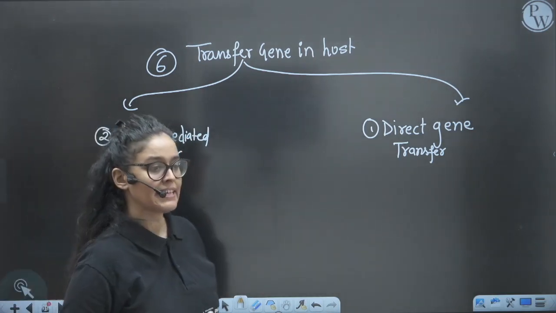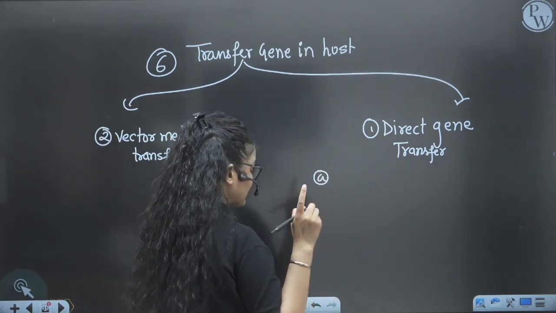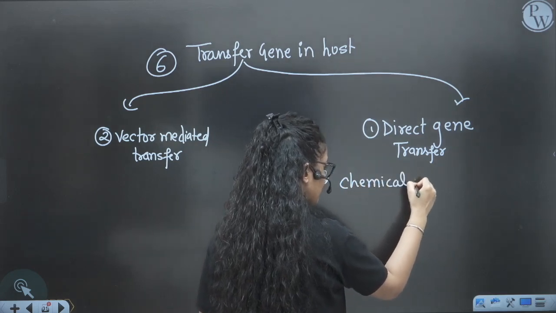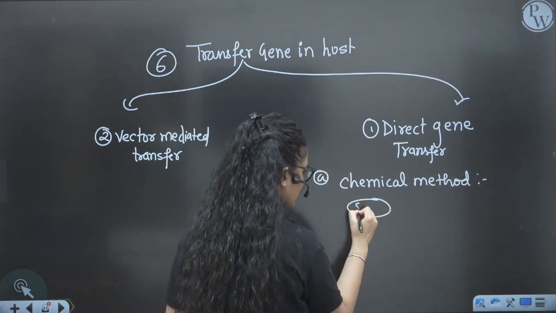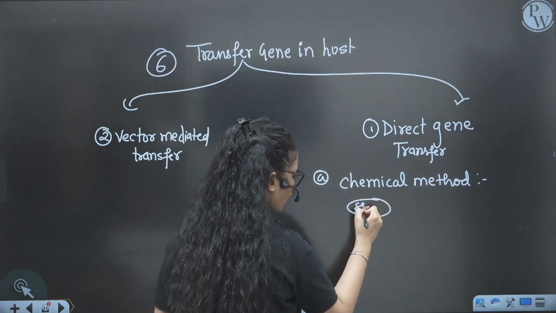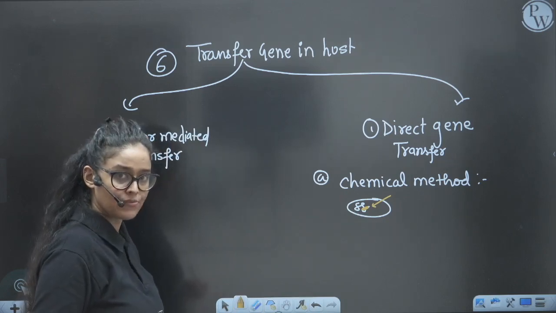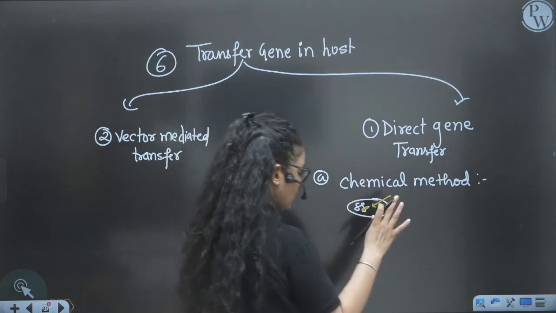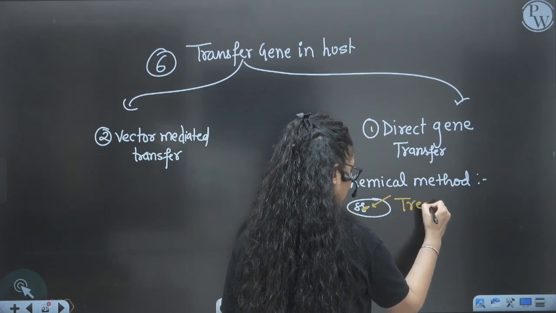So let me tell you how we can directly inject our gene in the host. So the first way is using some chemical. So what kind of chemical can we use to directly take our DNA inside the host? So suppose this is the host and this is our gene of interest. We want to incorporate it with the DNA of the host, so that it will replicate and give us the product, right? So when we talk about the chemical method, in this we are treating it with the chemical.